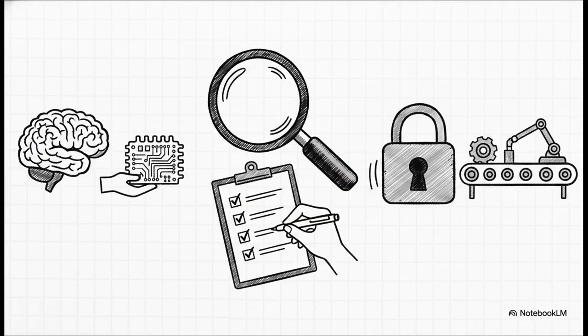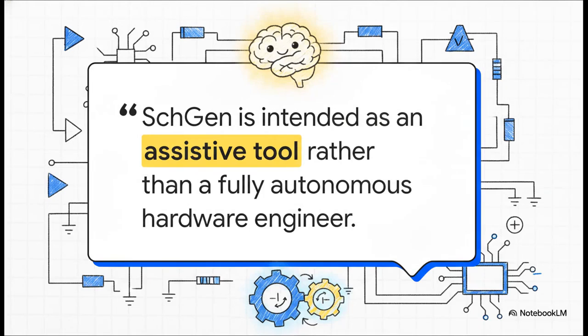And because of those weak points, mandatory output verification is incredibly important. Generated schematics must always go through strict electrical rule checking, design rule checking, and comprehensive human engineering review. You can't just copy-paste the AI's output into a manufacturing pipeline without a human expert validating the whole shebang for safety and functionality. Which brings us to this perfect quote from the source material. SchGen is intended as an assistive tool rather than a fully autonomous hardware engineer. Hit the nail on the head, right?